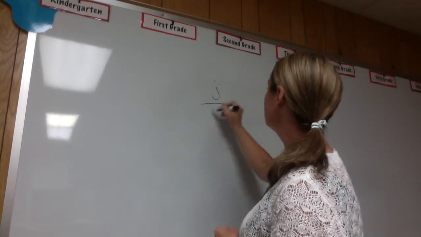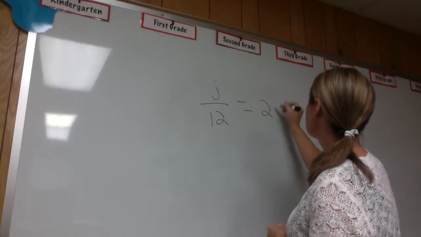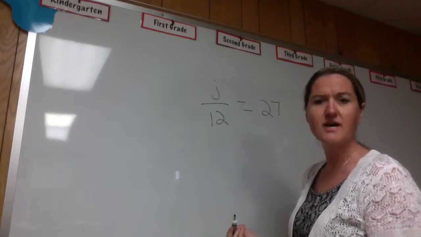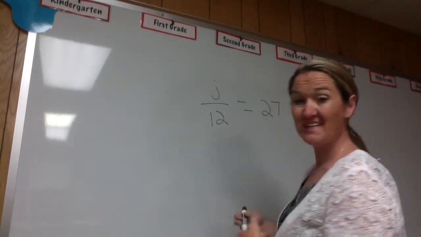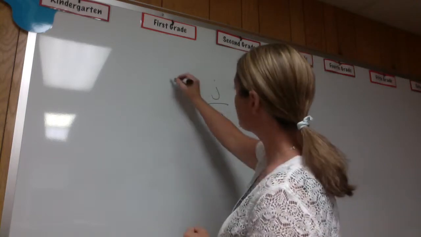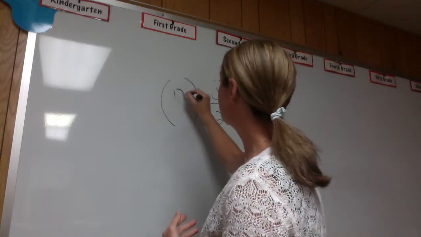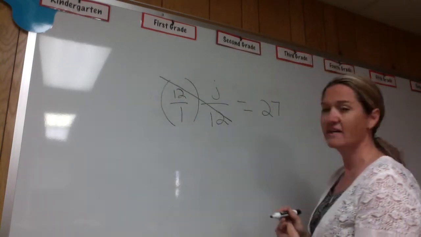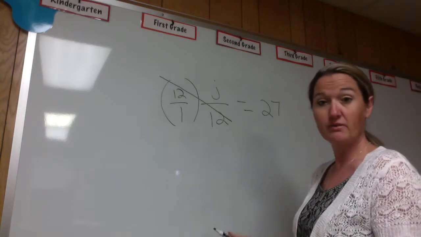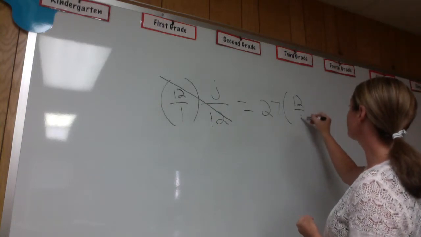j over 12 is equal to 27. Remember, j over 12 is the same thing as 1/12 times j, or j is being divided by 12. I say them differently, but they really do mean the same thing. So we multiply by the inverse. The reciprocal of 1 over 12 is 12 over 1, and that cancels out, so all I have left is j over 1, which is j by itself. Any number divided by 1 is itself. If I do that, I have to do this over here.